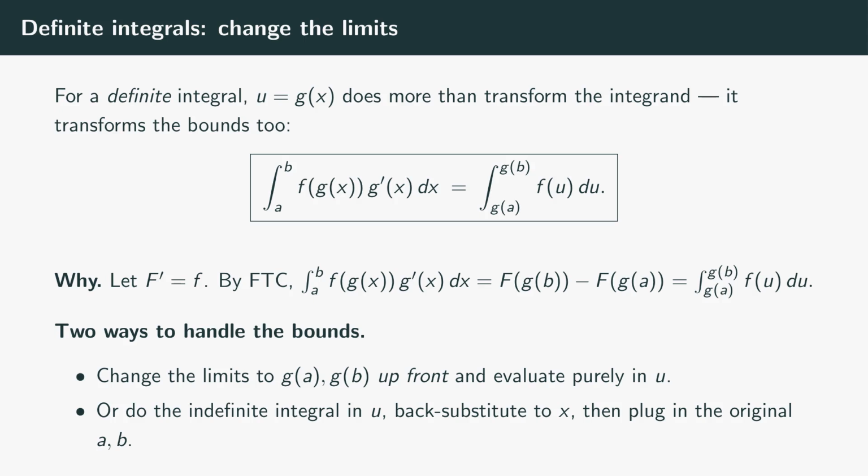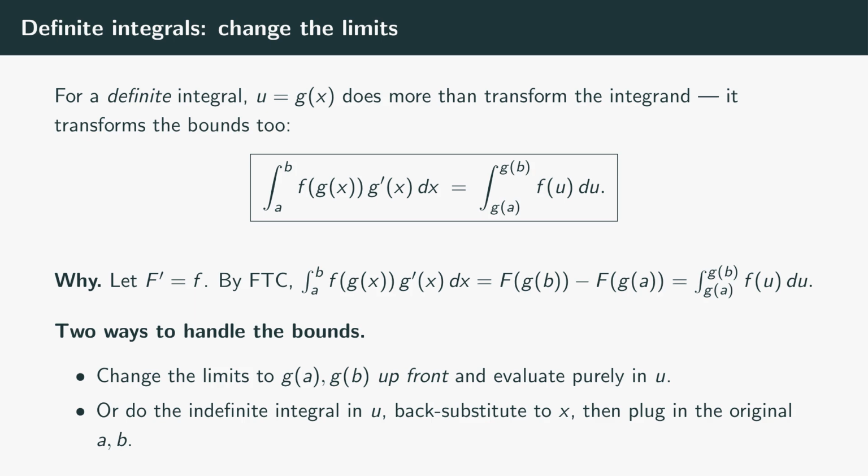Now, definite integrals, where there's one extra wrinkle. The substitution rule for a definite integral says the integral from a to b of f of g of x times g prime of x dx equals the integral from g of a to g of b of f of u du. When you change variables from x to u, you also have to change the limits of integration from x values to u values.